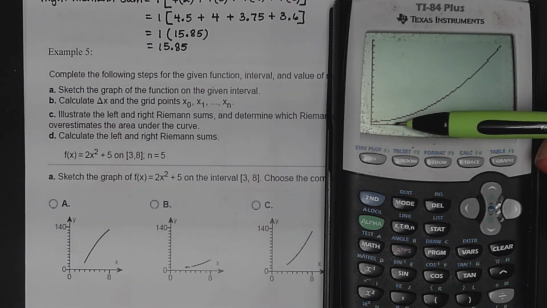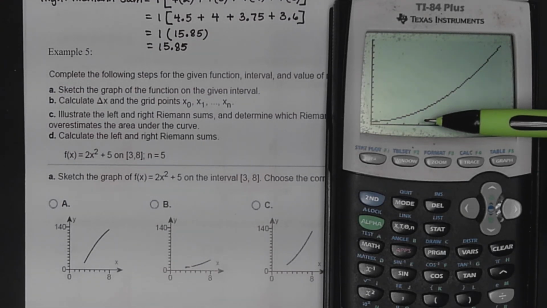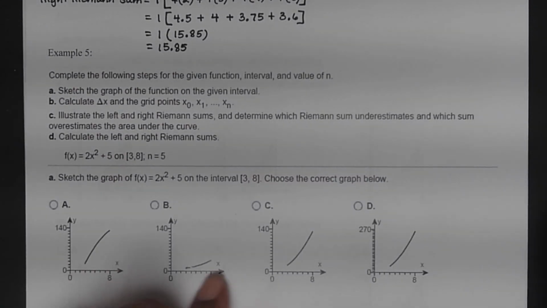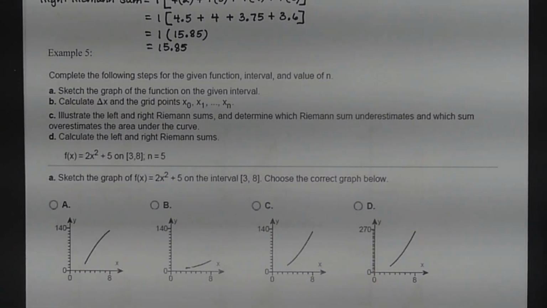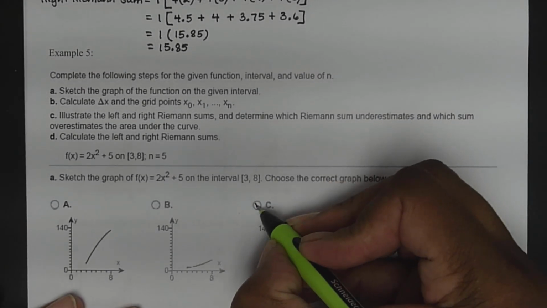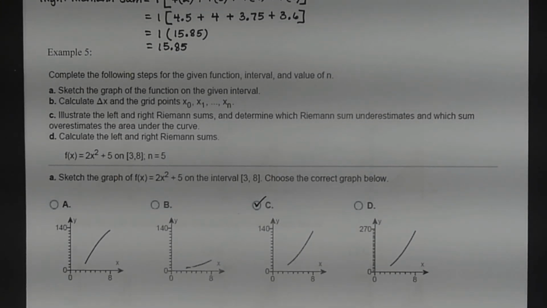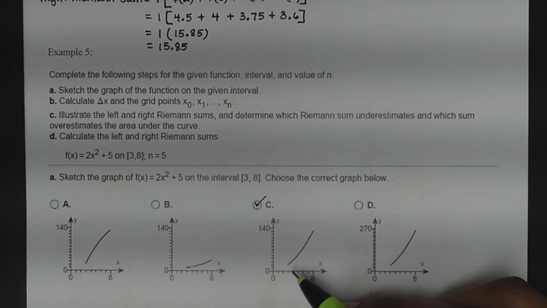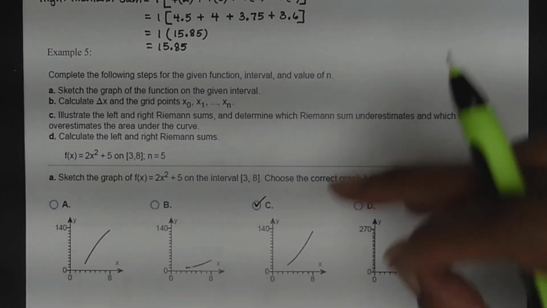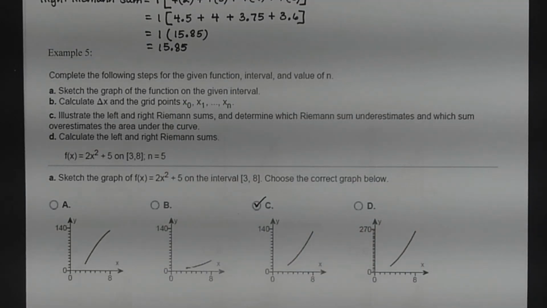Now we just focused it on from 0 to 8, so this is like 1, 2, 3, which will be about right here. If you compare this graph with the ones that they give you, it will have to be graph C. So graph C would represent the sketch of 2x squared plus 5 on the interval from 3 to 8. They only consider this part right here. Okay, so that's part A.